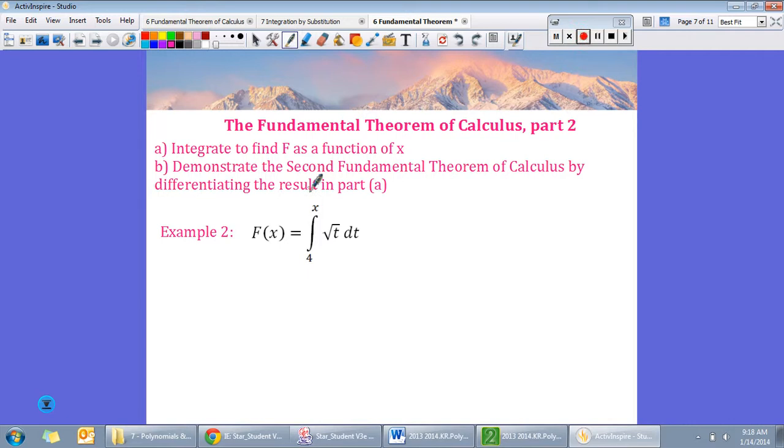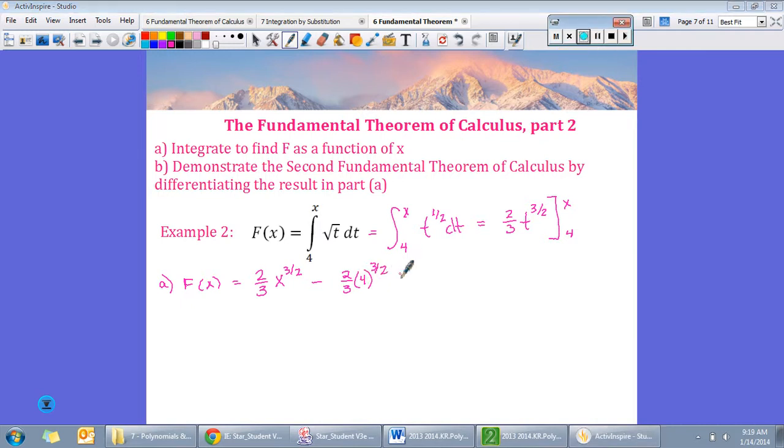So we can do this for pretty much any function. When we go to take the antiderivative, this is going to be just the integral from 4 to x of t to the 1/2 dt. So this antiderivative is going to be t to the 3/2, 2/3 in front, evaluated from 4 to x. So our F of x, this is part A, F of x equals 2/3 x to the 3/2 minus 2/3 times 4 to the 3/2. When you do that evaluation, you're going to get 2/3 x to the 3/2 minus 16/3.